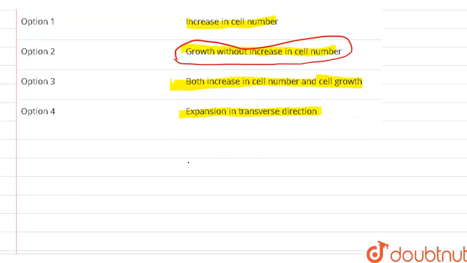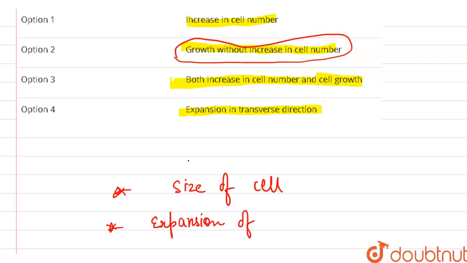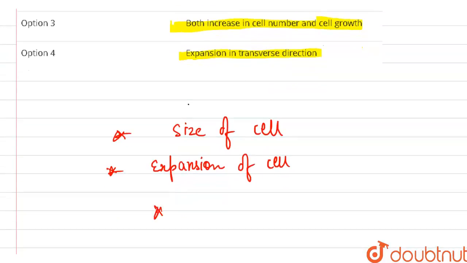In auxetic growth, the number of cells does not increase, but the size of the cell increases. Size of the cell increases rather than the number of cells, or we can say the expansion of the body cell is seen in auxetic growth. It is seen in humans as well as plants. In human and plant, in both it is seen.